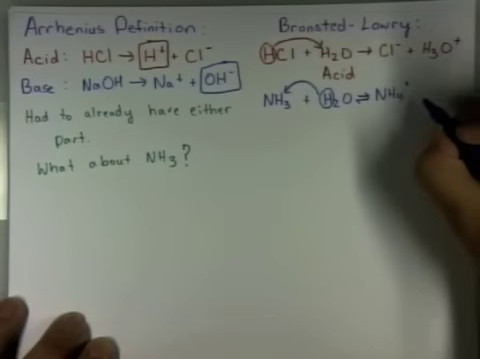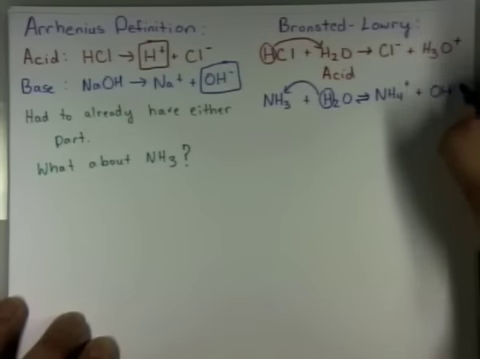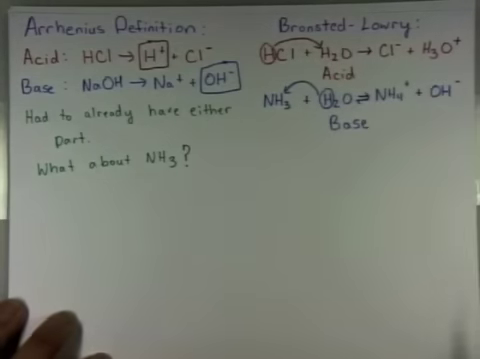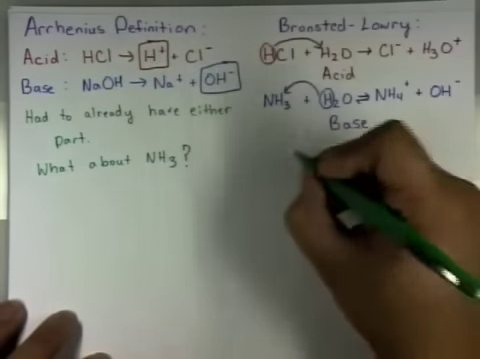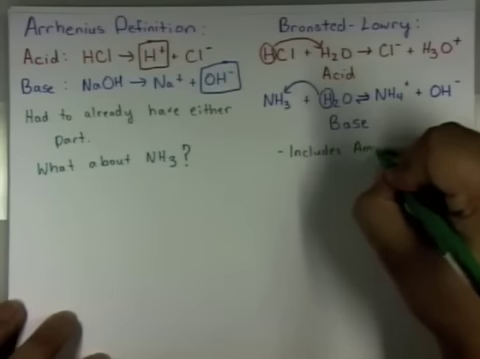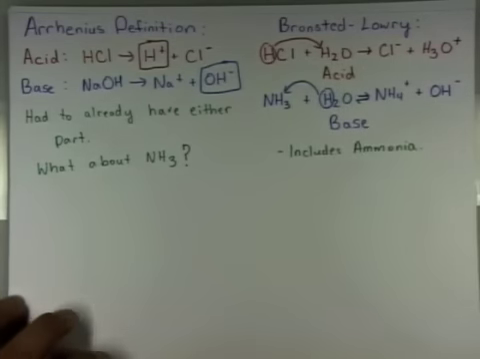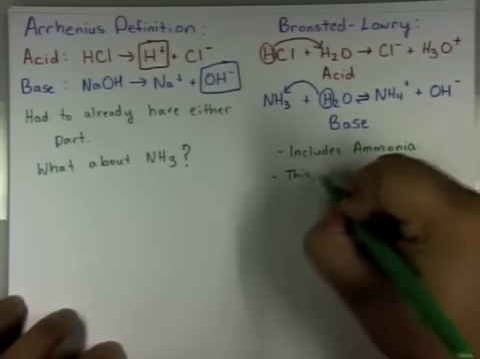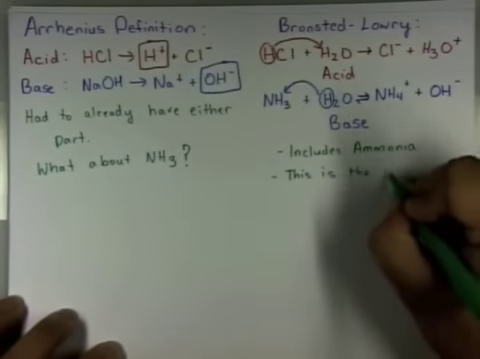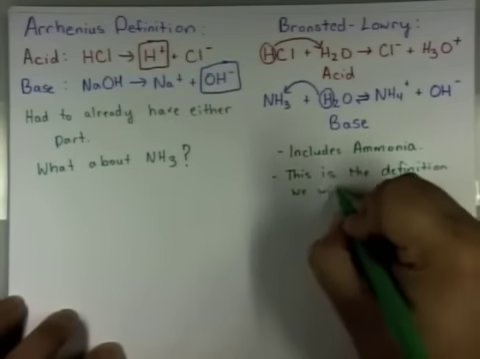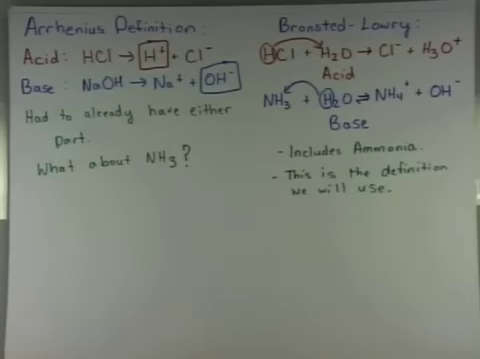And we'll talk about why I drew a double arrow there and I only drew a single arrow in the first one in a little bit. So notice this includes ammonia as a base. So this is a more complete definition. Again, I'm writing here, this is the definition we will use for the class. You need to know what Arrhenius stands for, but it's more of a multiple choice aspect, not a working out problem. Okay, moving on.